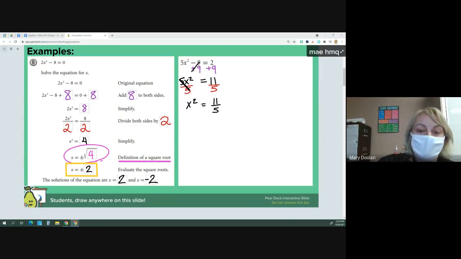Well, now I'm going to use the definition of a square root, because that's the only way to get x by itself. Right now we have x times x, so I'm essentially taking the square root of both sides, which then gives me x equals plus or negative, positive, negative, square root of 11 divided by 5.